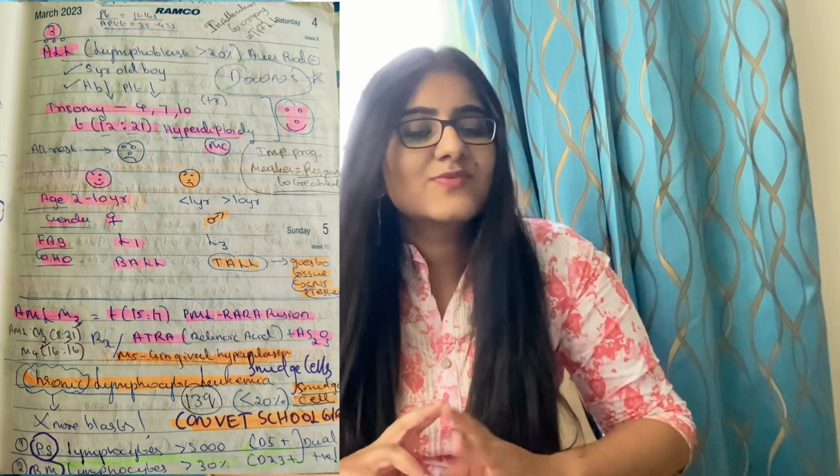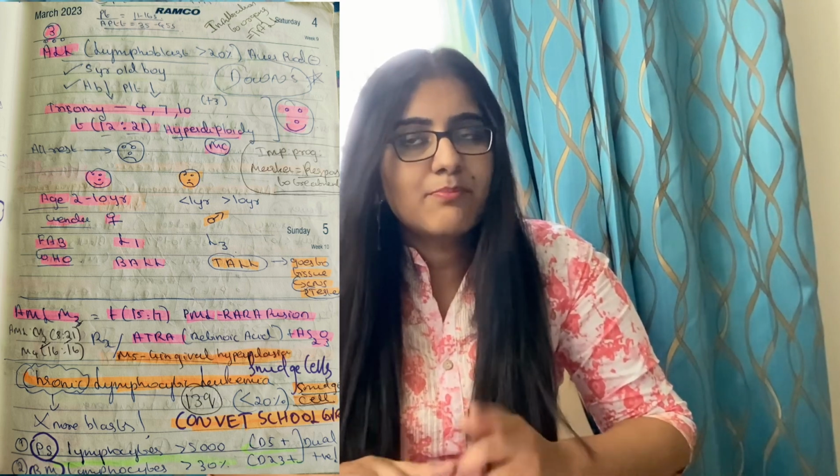Then another thing is that it will be a child, okay, a 5-year-old boy. And another thing is that the most common will be hyperdiploidy. And also you should remember the bad prognosis and good prognosis. Good prognosis will be age 2 to 10 years. For bad prognosis, it will be less than 1 year or more than 10 years. If it's less than 1 year or more than 10 year, that age group will have bad prognosis.